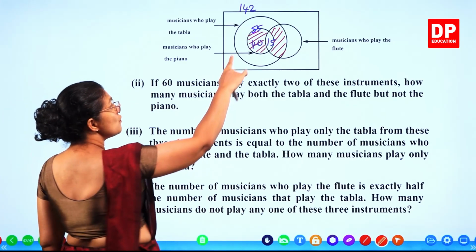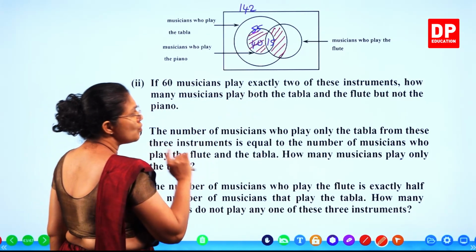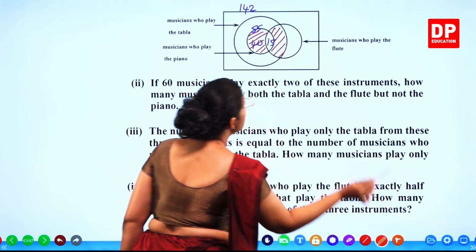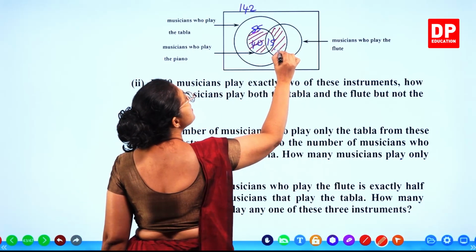But we know this is 40. So 60 musicians play exactly 2 instruments. So from that we can get this part as 60 minus 40. This is 20.